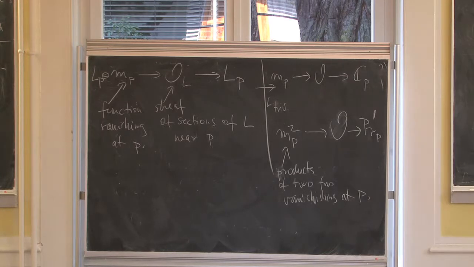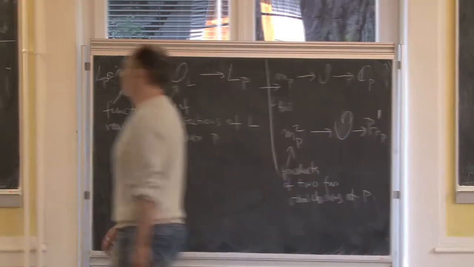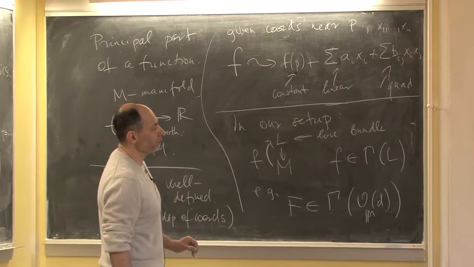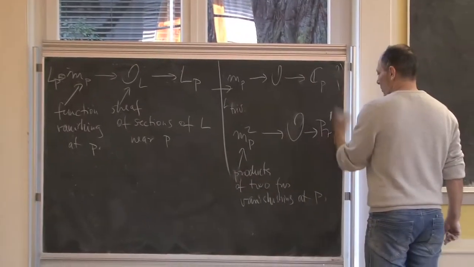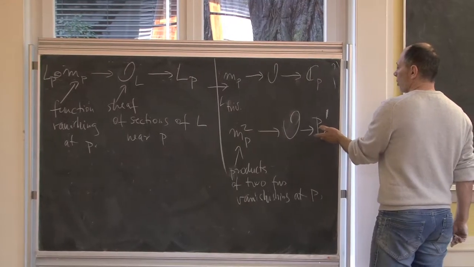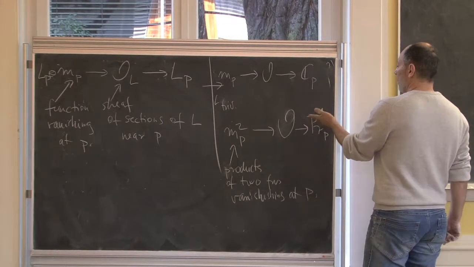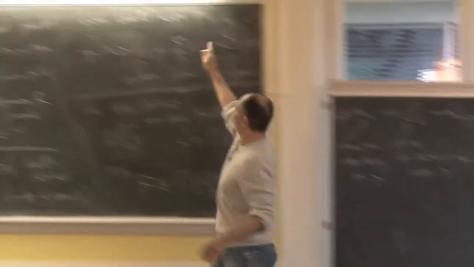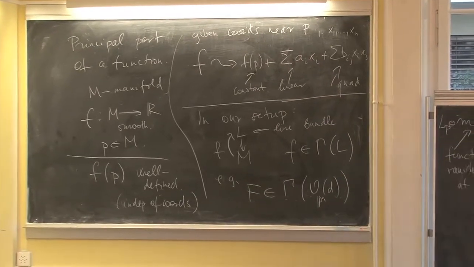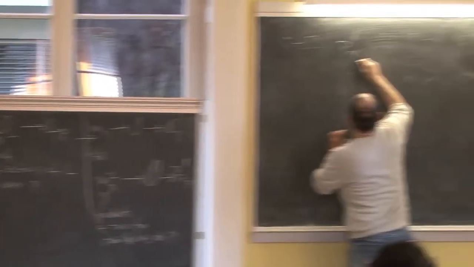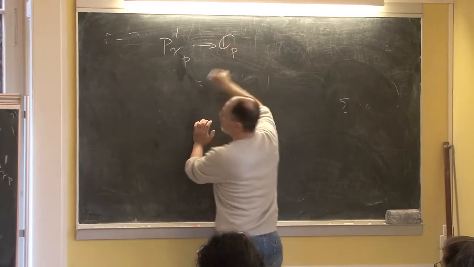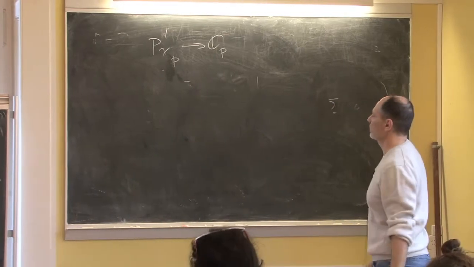So this is certainly well defined. What is meaningful is the principal part of a function near a point. Now, if I know the principal part, which is locally described this way, I can evaluate it. There's a map from here to just the fiber, or I can tensor this later with a line bundle. It doesn't matter.